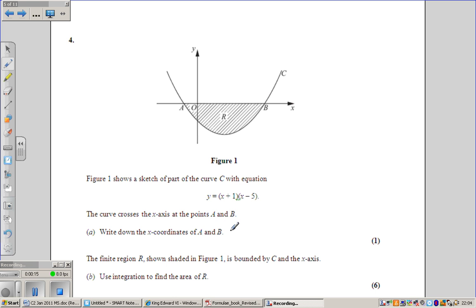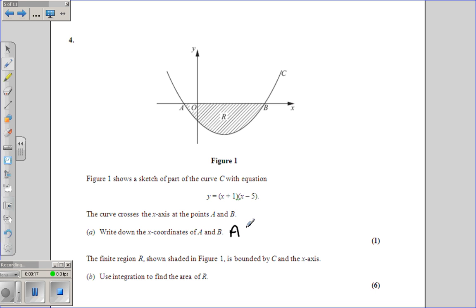The x-coordinate of A is going to be -1, because here, and for B, it's going to be the positive one, which is +5. So really, really easy. The finite region R here is bound between the curve and the x-axis, just like it is. Use integration to find the area of R.